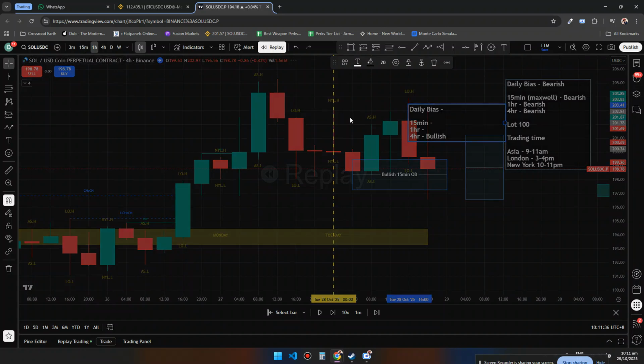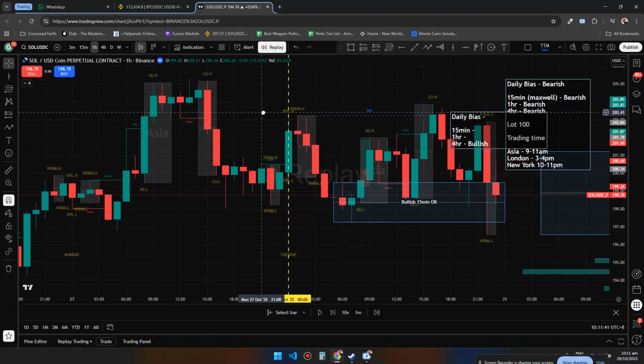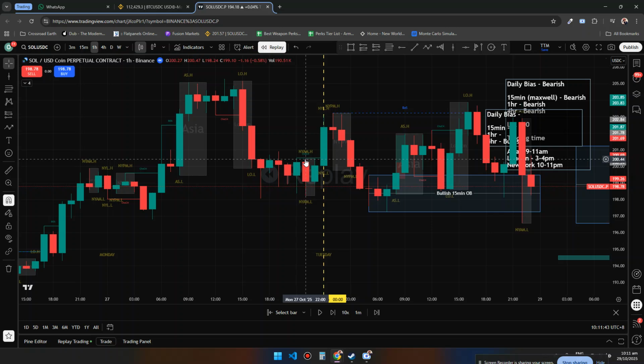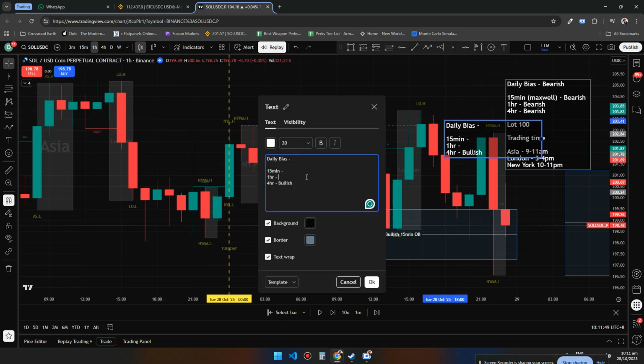Then on the 1 hour, so you can see during midnight, there is this bullish change of character. So I'm just gonna put bullish.